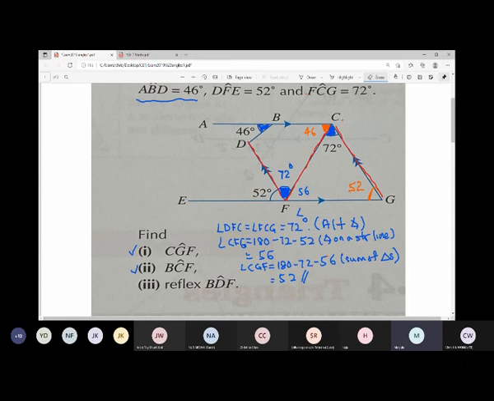Angle F, I think is, I don't know whether it's D. Wait. DFC, the angle here is 72. Correct. Then the C corner, how do you say? The C you want to find out, right? C, F. That one is 180 minus 46 minus 72 will give you angle C. What is angle C?